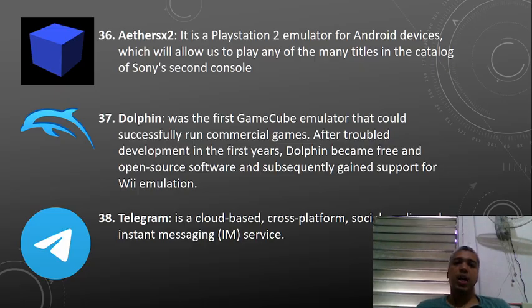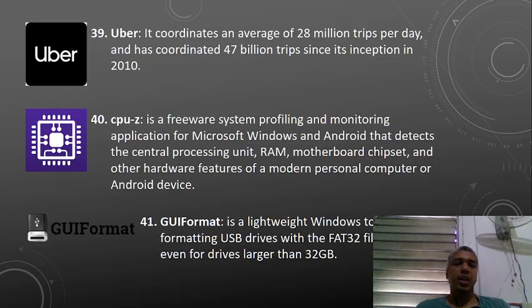Dolphin was the first GameCube emulator that could successfully run commercial games. After its software developed over the first years, Dolphin became free and open source software, and subsequently gained support for Wii emulation. Telegram is a cloud-based, cross-platform social media and instant messaging (IM) service.